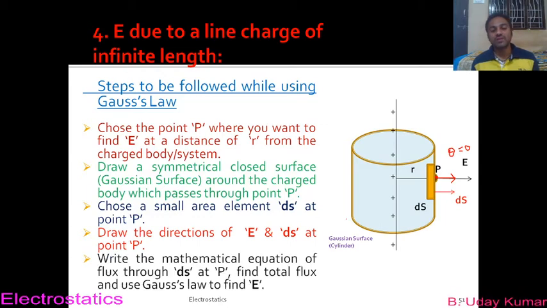So you just write the mathematical equation of flux that is passing through ds at P and find the total flux using Gauss law. Okay, so now you know that this is a positive line charge, right? Positive line charge. So you know that electric lines of force are directed outwards. Even here, the electric lines of force will be directed outwards, but these lines of force are not inside the Gaussian surface, so that you try to get it.